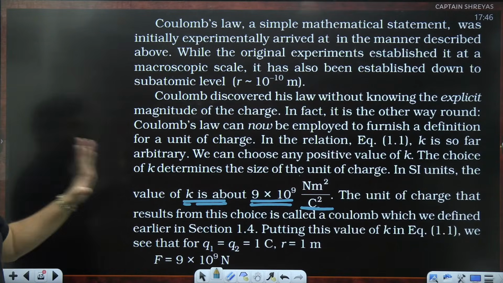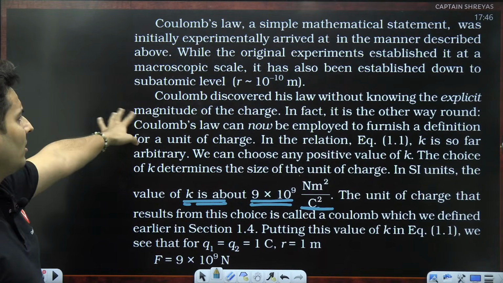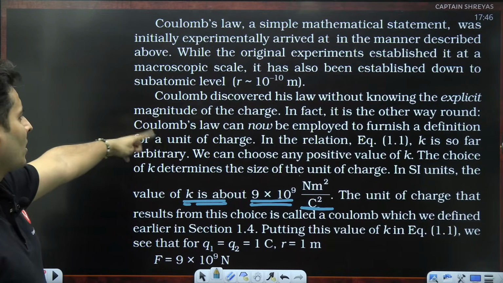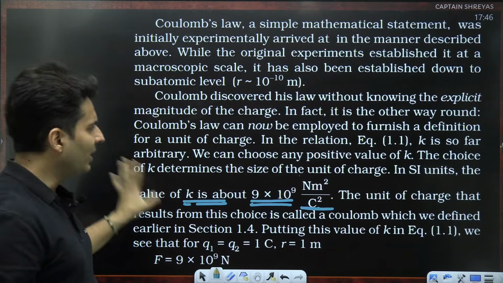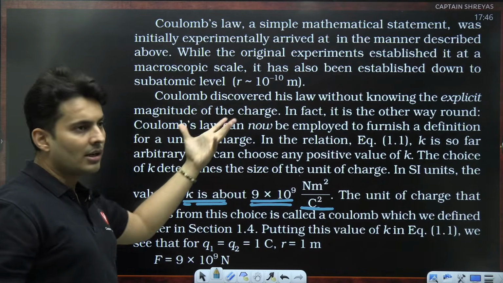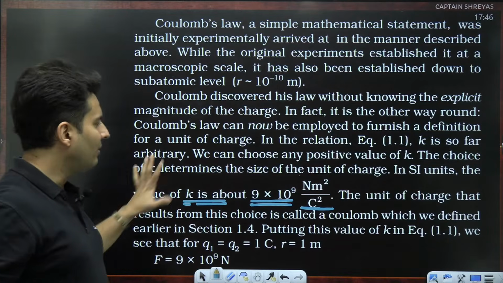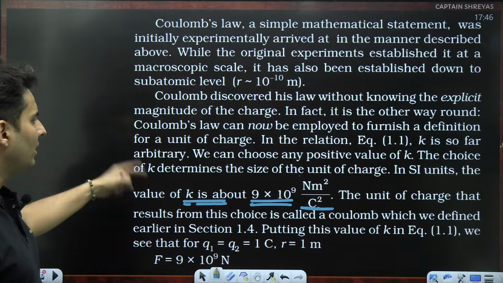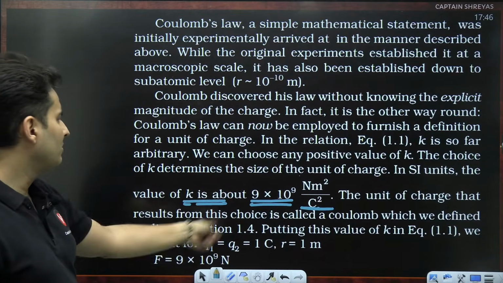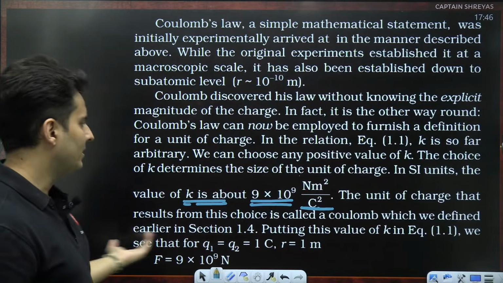Very, very important. Now, you don't have to worry about these lines about Coulomb's law being employed to furnish the magnitude. These are not important lines. They are just telling the history that this law can be used to define the unit of charge, not the other way around. Okay, ignore it. This particular paragraph tells you how you can define a Coulomb.